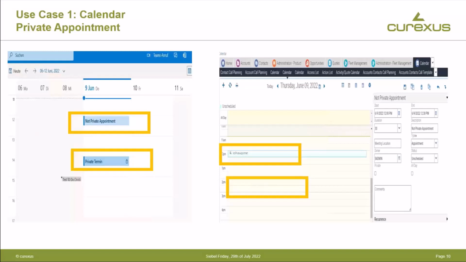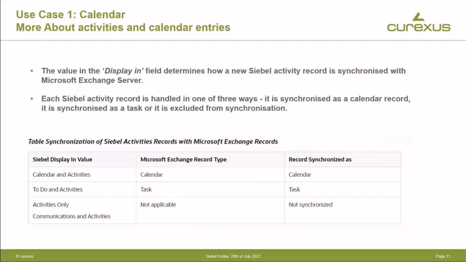And if there is a contact added in the calendar which is not there, then Siebel is synchronizing the personal data as well. And this is what is in the documentation. These are the display fields, drives, where the SSSE is putting the entity to. So if you have calendar and activities, it goes to calendar. If you have to do and activities, it goes to tasks. And activities only or communications and activities are not synchronized.